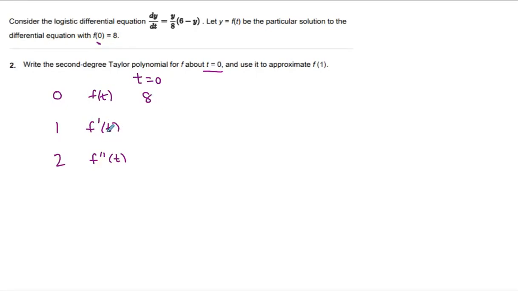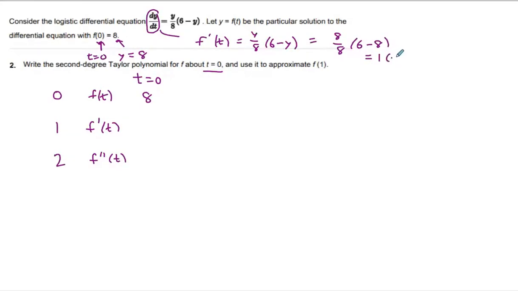The derivative at 0, well, f prime, this is f prime right here. So we're given f prime of t basically as y over 8 times (6 minus y). And we know that when t is equal to 0, y is equal to 8. So when we substitute in y equals 8 here, we get 8 over 8 times (6 minus 8). That's 1 times negative 2, which is negative 2. That's the value of the first derivative when t is equal to 0.